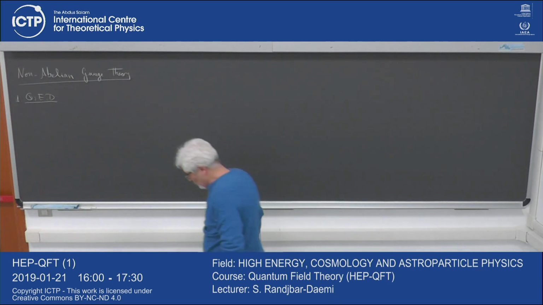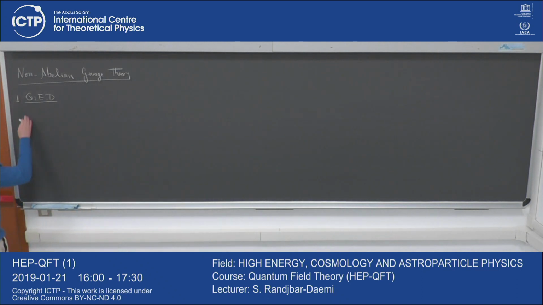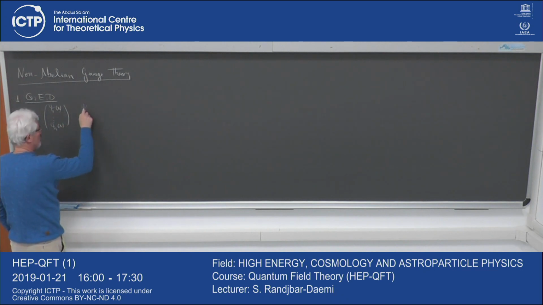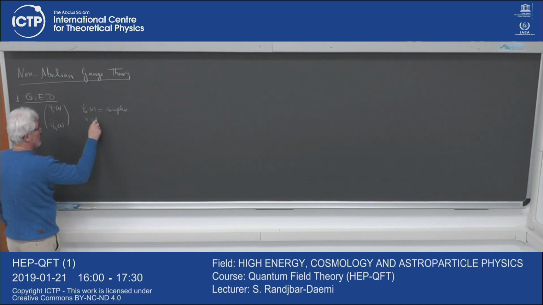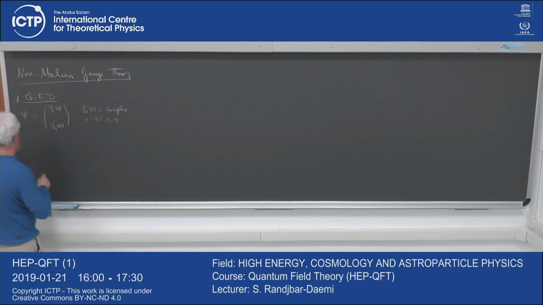So what I'm telling you probably will not have anything new for you. You know that this has two fields, a Dirac spinor, which has four complex components. So psi alpha of x are complex. Alpha goes from 1 to 4. And the real vector field. Okay.